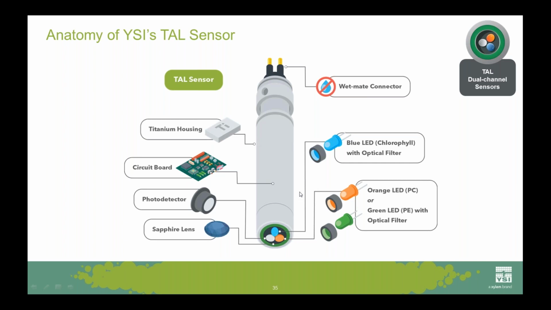Now, YSI has dual channel sensors, meaning that each total algae sensor can excite two pigments. Every sensor has an LED to excite chlorophyll. But then there is a phycocyanin sensor, that PC sensor, which has an orange LED, and there is a phycoerythrin sensor, which instead of the orange has a green LED. So remember that phycocyanin is found in most blue-green algae, but is highly abundant in the freshwater algae, and phycoerythrin is highly abundant in the marine blue-green algae.